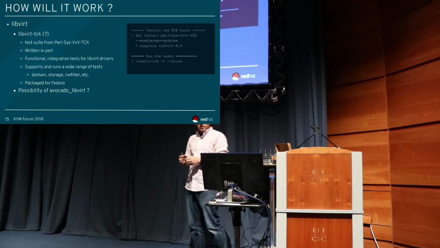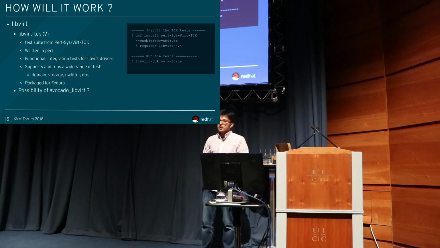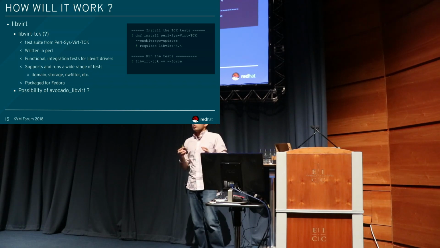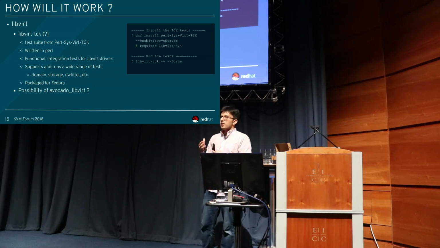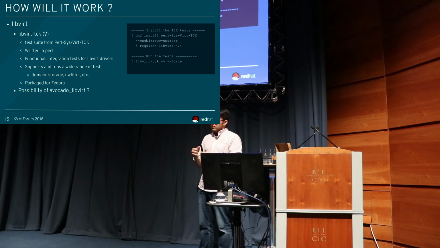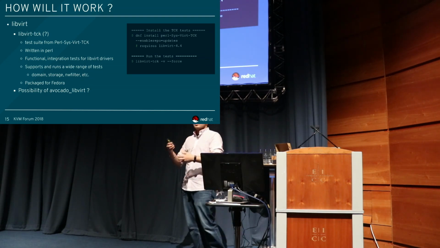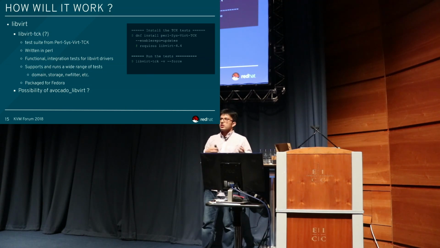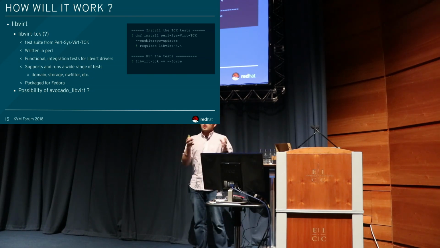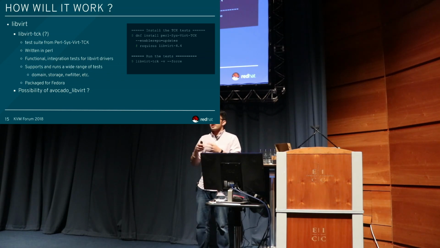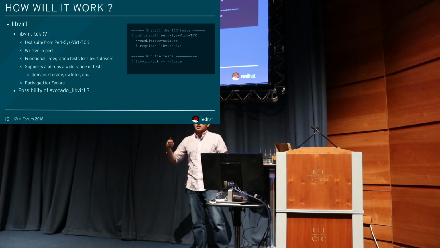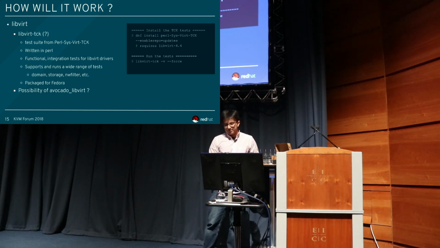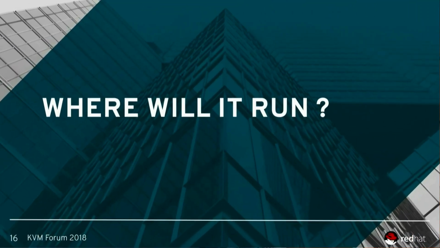Another thing I would like to discuss is the possibility of Avocado libvirt, similar to Avocado QEMU, where functional tests are added into the libvirt source tree, and developers can add tests based on the features that they are writing. Thus having more control over the kind of tests running with something like make check or as part of the build process and developer workflow. Where will it run? This is more of an open-ended question right now.